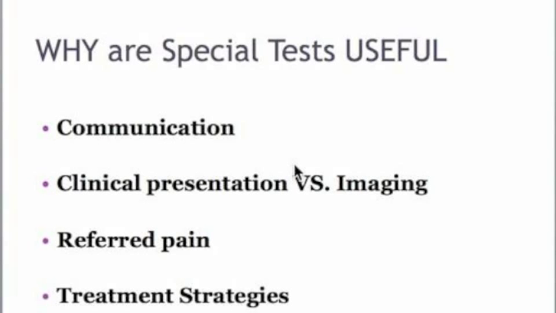One is for communication. It is a lot easier to name a special test than to say, I took some player into abduction, external rotation with forceful contraction of the biceps, and it caused pain in the anterior shoulder. It leaves a lot open for interpretation.